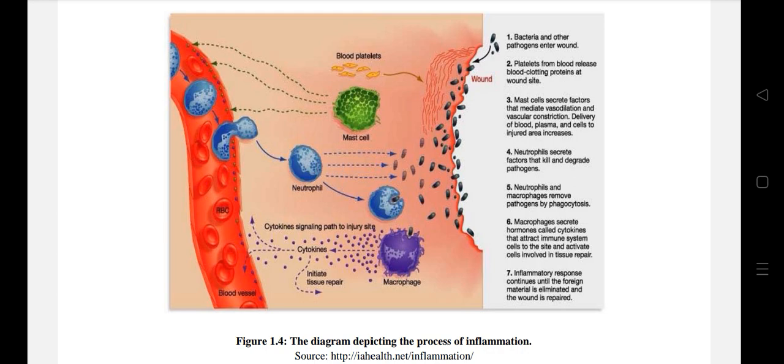Once again, bacteria and other pathogens enter a wound. Platelets from blood release blood clotting proteins at the wound site. Mast cells secrete factors that mediate vasodilation and vascular constriction. Delivery of blood, plasma, and cells to the injured area increases. Neutrophils secrete factors that kill and degrade pathogens. Neutrophils and macrophages remove pathogens by phagocytosis. Macrophages secrete cytokines that attract immune cells and activate cells involved in tissue repair. The inflammatory response continues until the foreign material is eliminated and the wound is repaired.